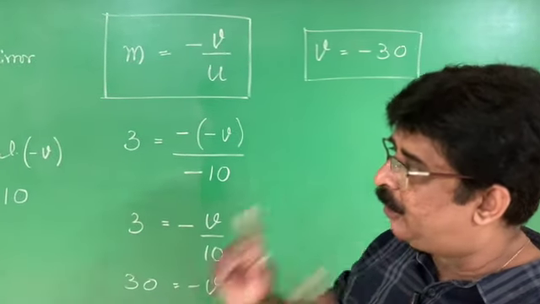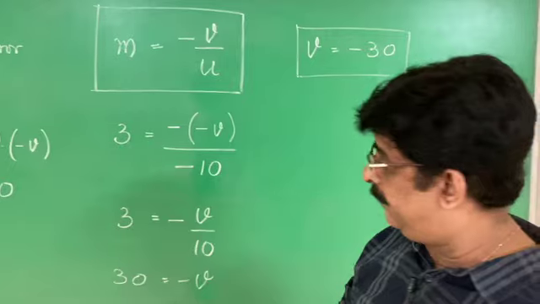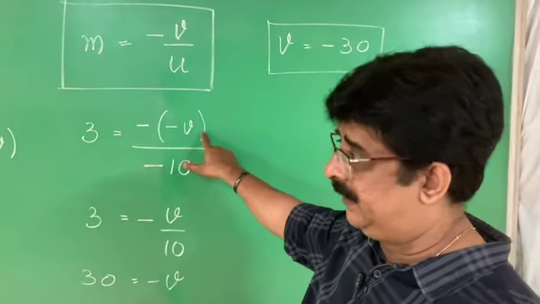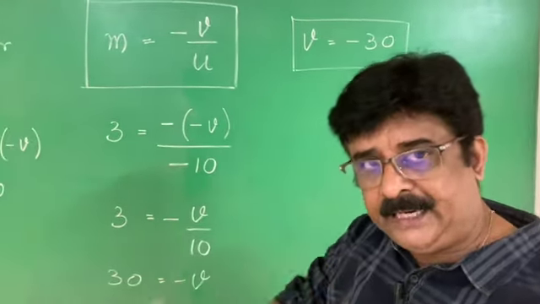Which mirror is it? Concave mirror. What type of image? Real image. Therefore V is taken as minus V. The object is always taken as negative because it is on the left side.